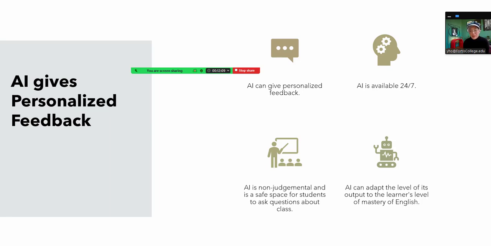AI can adapt the level of its output to the learner's level of mastery of English. And so let's say you speak really very little English, AI can then adapt to that level. So an AI can also speak Spanish, Chinese, Italian. So if you speak to AI in your own native language, the AI will respond back to you in that language. Whether you use the text-based version of AI or the voice mode version of AI.